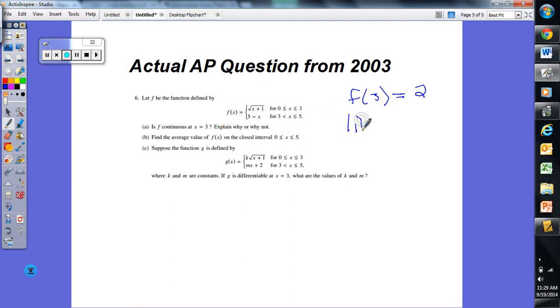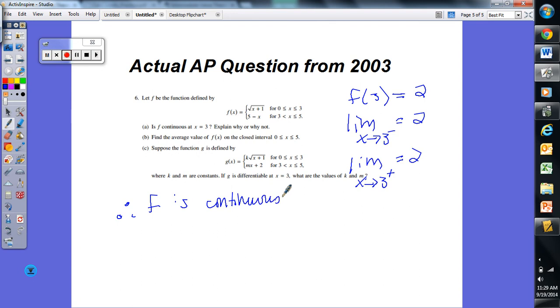Then we evaluate the limit as x approaches 3 from the left, which is also 2 because it's the top function. Then we evaluate the limit as x approaches 3 from the right, which is the bottom function, which is also 2. So for part A, we can say f is continuous because f of 3 exists and f of 3 equals the limit as x approaches 3.